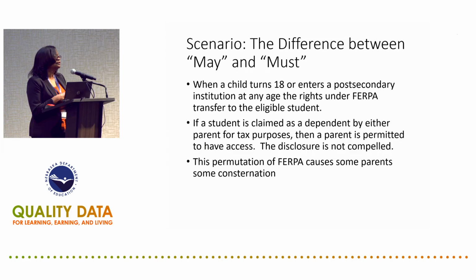So when a student goes to college, even though they're still in high school, they're not even 18, but remember what an eligible student is defined as. An eligible student is a student that is 18 or enters post-secondary at any age. They are considered an eligible student, and that student gets those rights of FERPA.